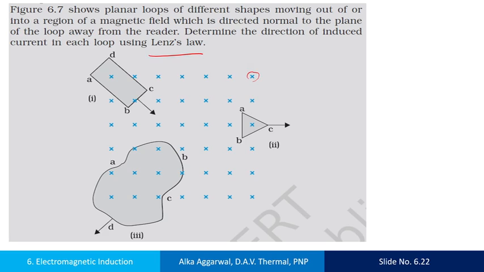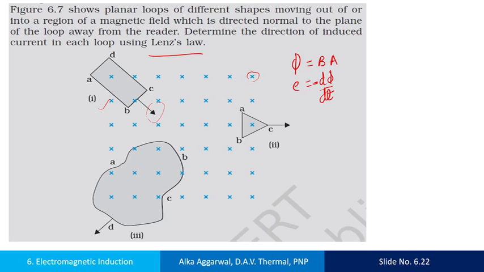As it is a cross, it means the magnetic field is perpendicular to the plane of the paper and in inward direction. Now we take the first case. As the loop is going into the magnetic field, it means the flux linked with the loop increases, as flux is equal to B into A, and EMF induced is equal to minus d phi by dt.